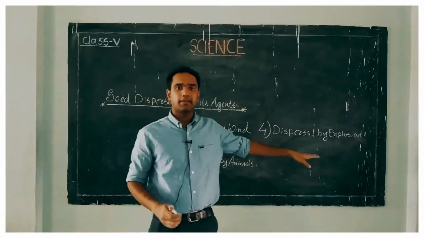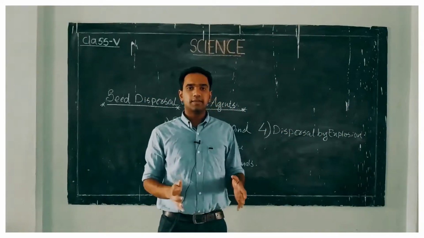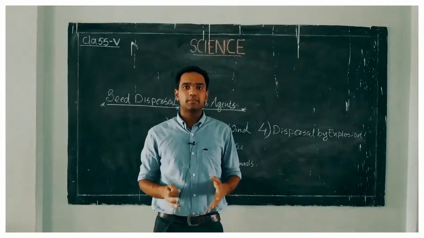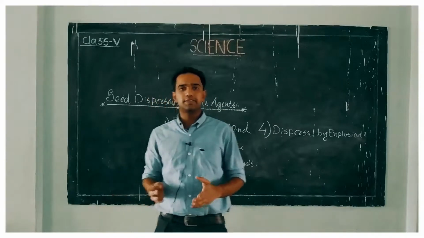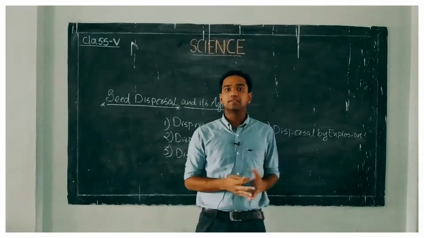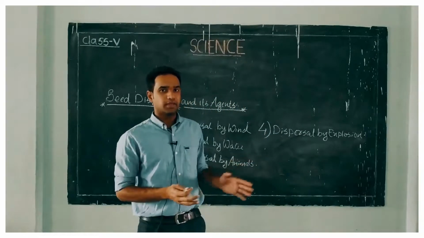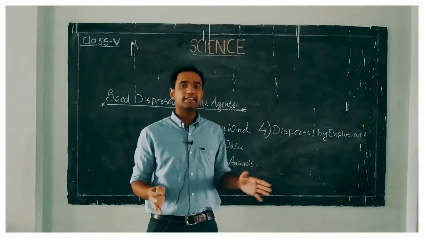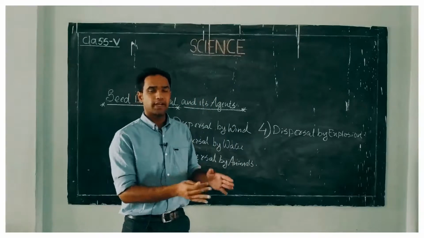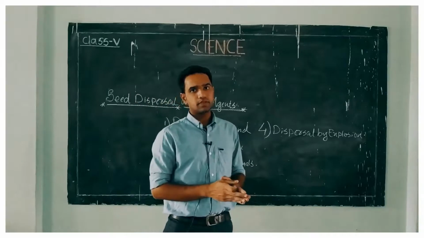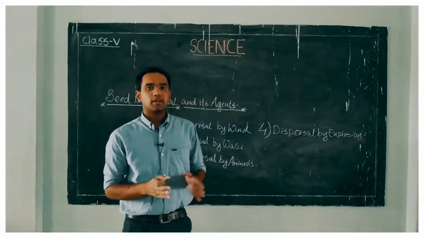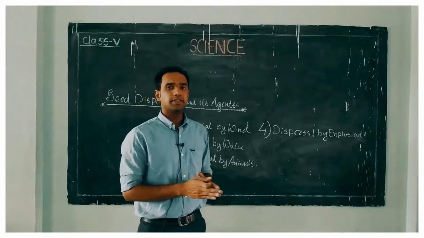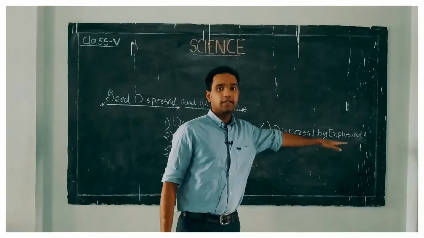Dispersal by explosion. Some fruits like pea or balsam burst when they ripen. So as a result, the seeds are scattered away from the parent plant. So this is one method of dispersal of seeds by explosion.